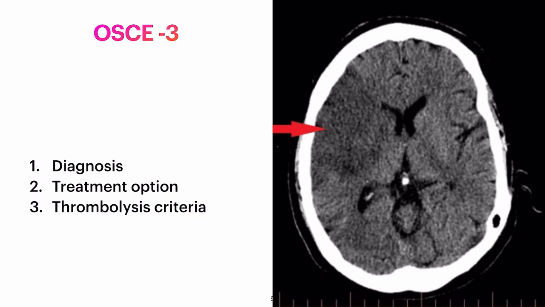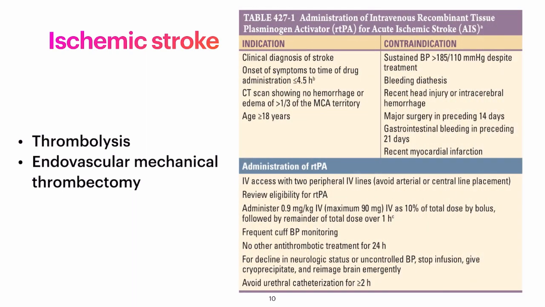As you can see in the image, this patient has an ischemic stroke. Treatment options available are thrombolysis and endovascular mechanical thrombectomy. Indications and contraindications you have to memorize, and they ask you this in your viva. They can ask you this in your OSCE as well, as this is asked multiple times in INI or NEET SS. The two agents which are used are alteplase and tenecteplase.